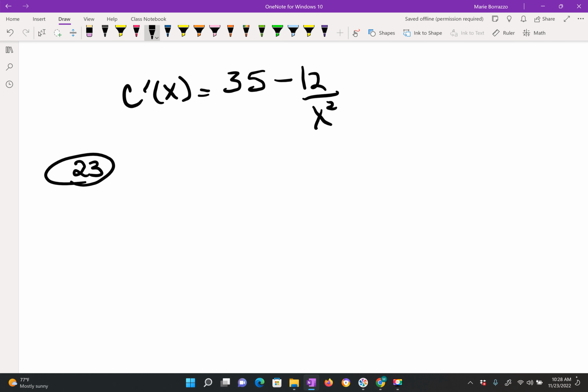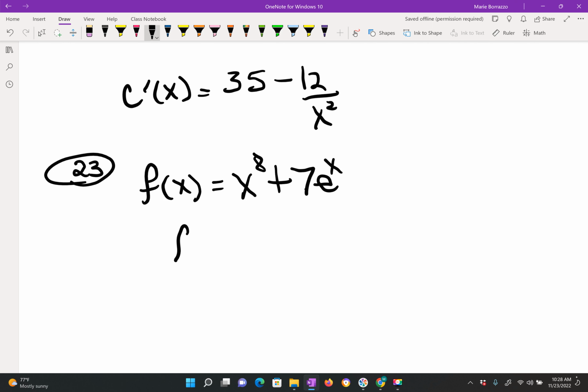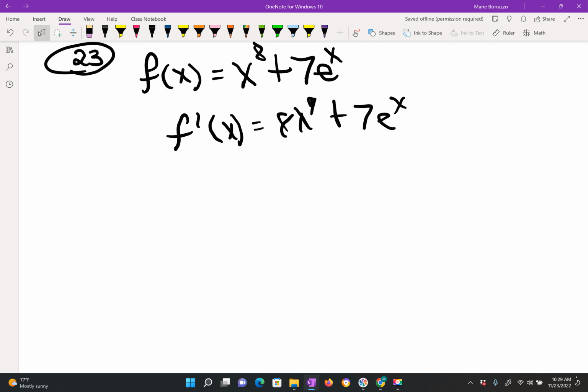Number 23, we bounce back to the first derivative apparently. So it says find the first derivative. If you're given f of x equals x to the 8th plus 7 times e to the x. Remember, this is 7 times e to the x, and so the derivative never changes for that practically. You end up with, in this case, 8x to the 7th plus 7e to the x. This never changes. And you'll find then when we do the antiderivative that that's the case.